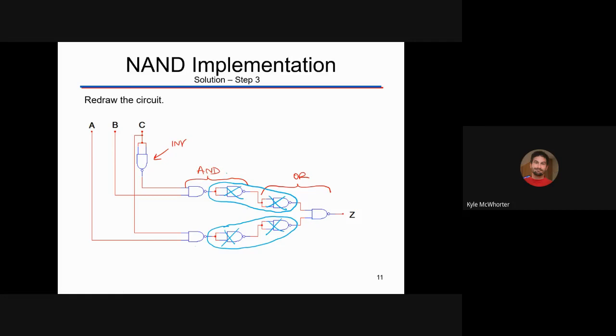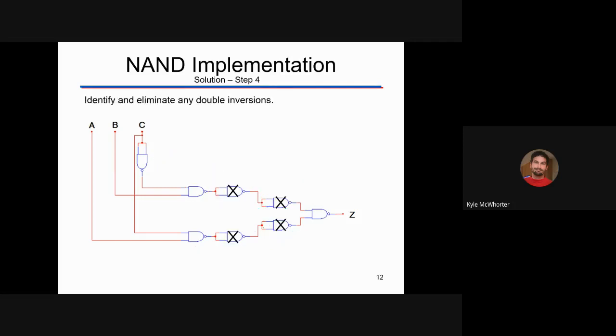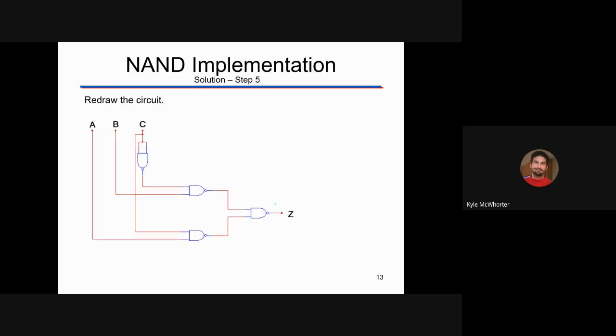So when we then redraw after we cancel out any back-to-back inverters, our circuit is going to look like this. So it has 4 NAND gates. And we can verify that it has the same logic value.